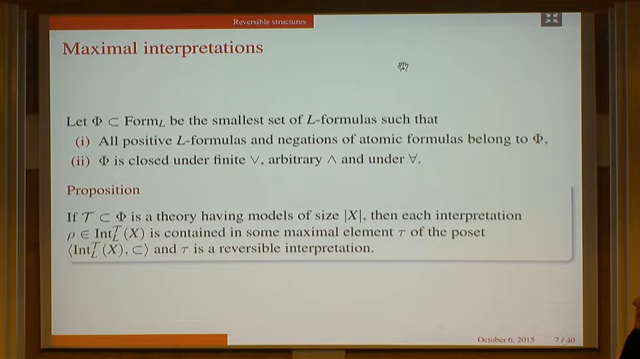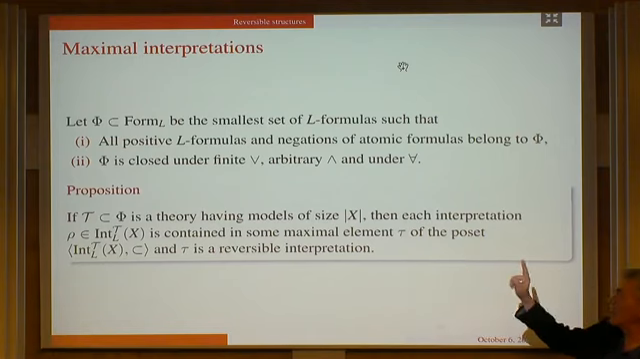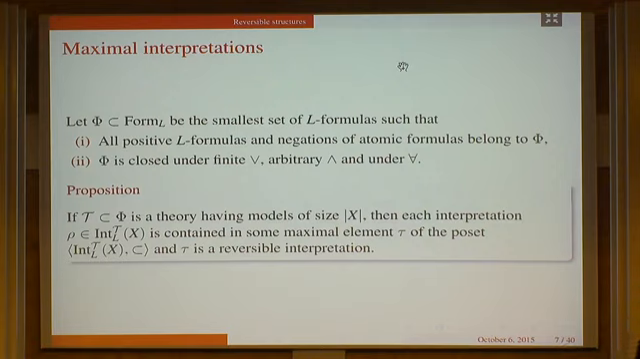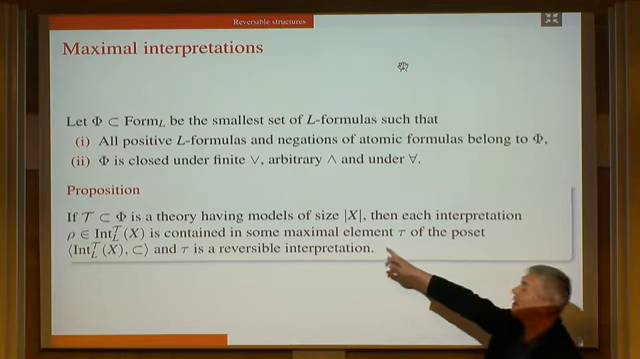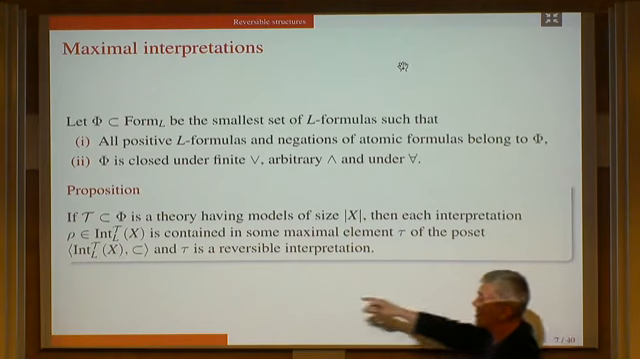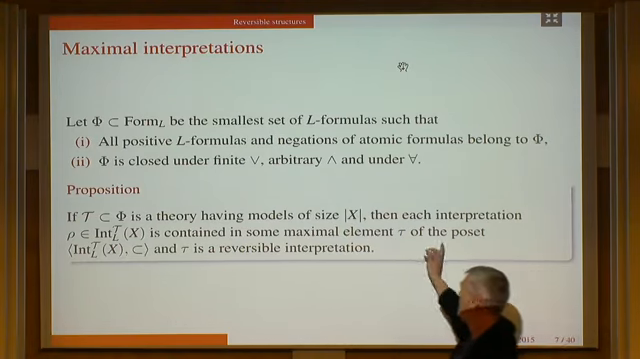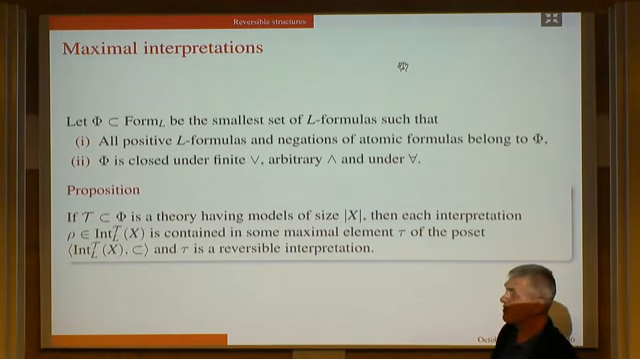Now this is a method for detecting some reversible structures. So if phi is a set of formulas, the smallest set of L formulas such that it contains all positive formulas, which means these are formulas without negation, and negations of atomic formulas are allowed, and it is closed under finite disjunctions, arbitrary conjunctions, and under the universal quantification. Then, if T is a theory from phi and has models of size, then each interpretation rho is contained in some maximal element T of this poset, and T is a reversible interpretation.